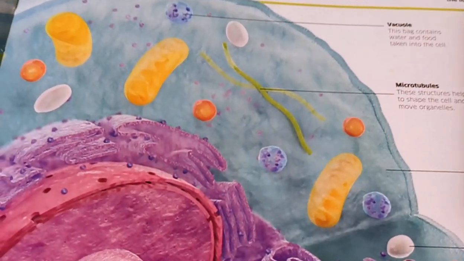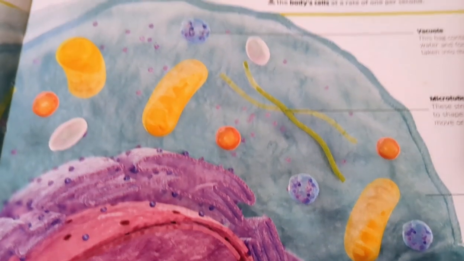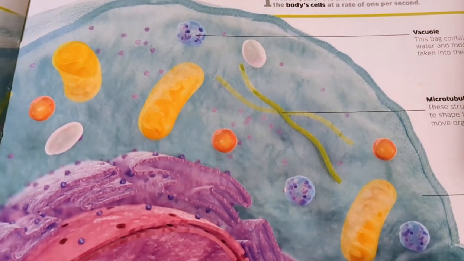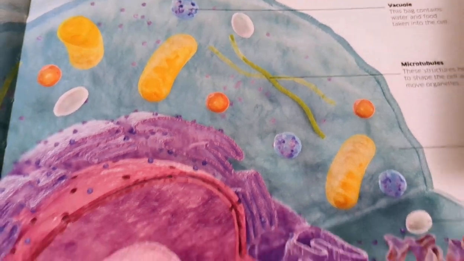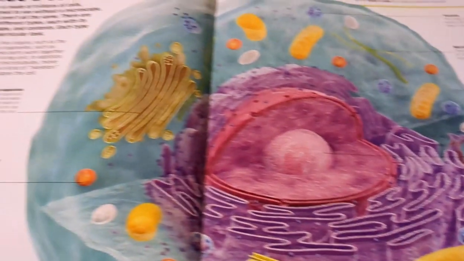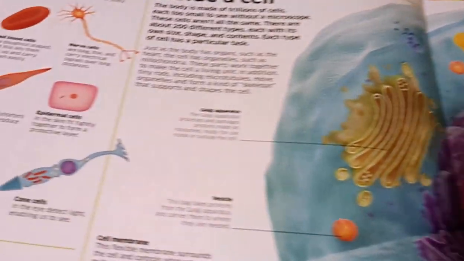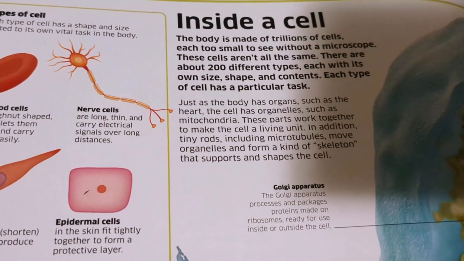Another fun fact. It would take 1 million years to count all the body cells at the rate of 1 per second. Wow. Okay, now let's look at the types of cells.